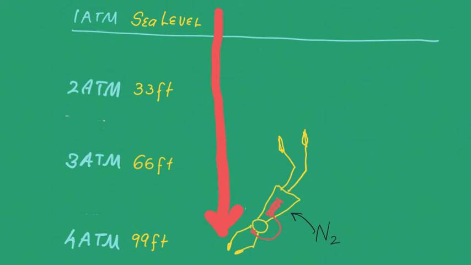So nitrogen now enters all the body tissues, including the brain. When it reaches the brain, it causes a narcotic effect called nitrogen narcosis. This is a pleasurable state which is often referred to as raptures of the deep. Once the scuba diver wants to come up again, they must do so very slowly.